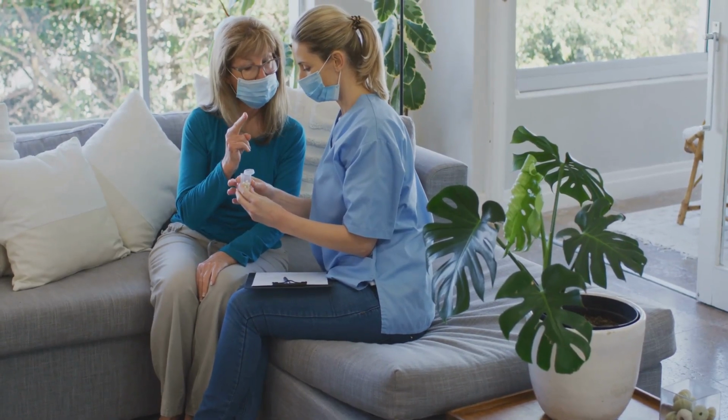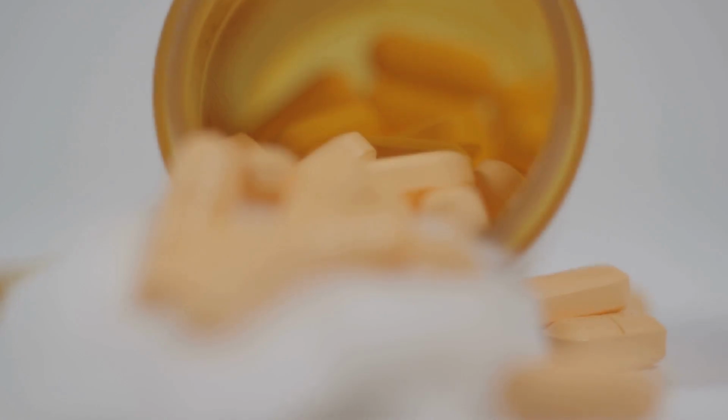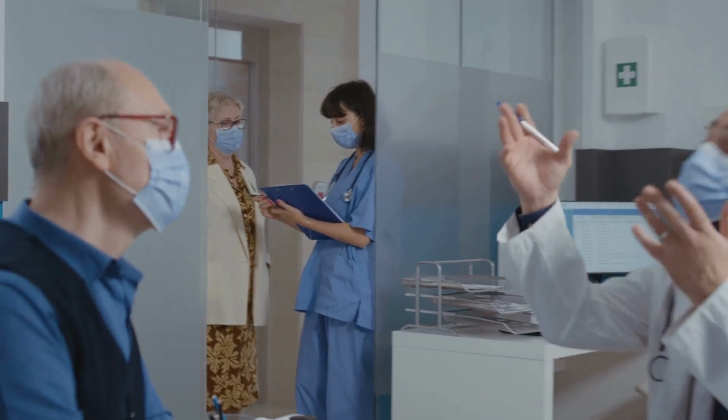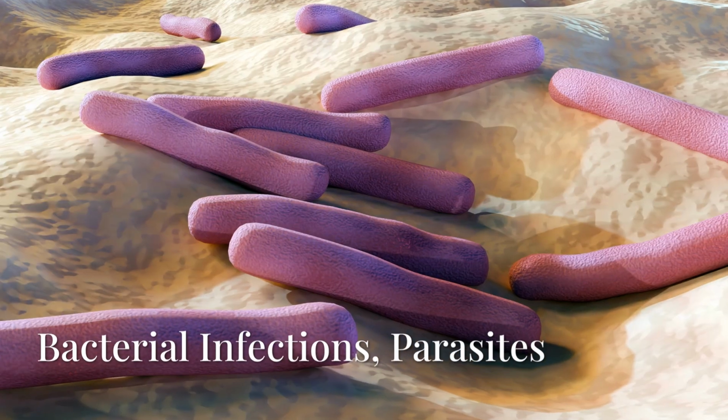TB is preventable and curable. In order to cure this infection, it takes a 6-month course of 4 types of antibiotics. People with HIV are 18 times more likely to develop TB, and if that becomes the case, the combination is lethal.